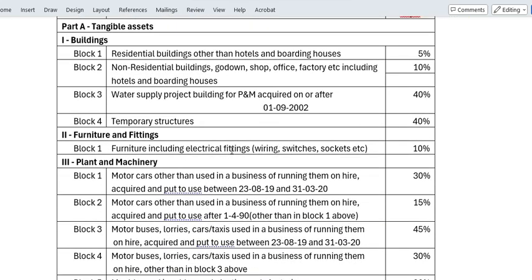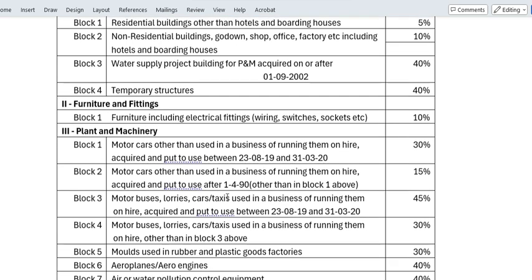Now, anyway, you come up to this, then we can check the others also. Now, furniture and fittings, the second class we are taking. Furniture includes electrical fittings also, wiring, switches, sockets and all, they will come there. 10% is the allowed depreciation.